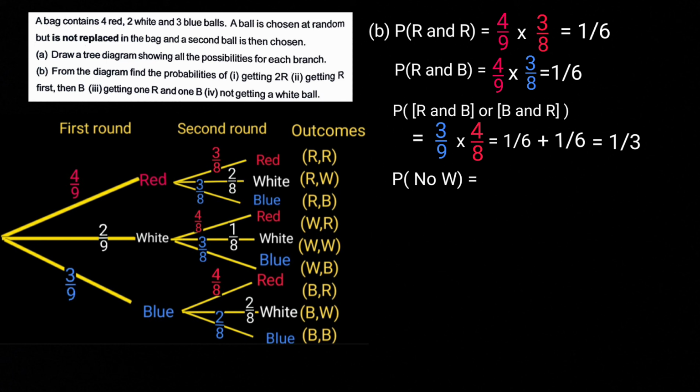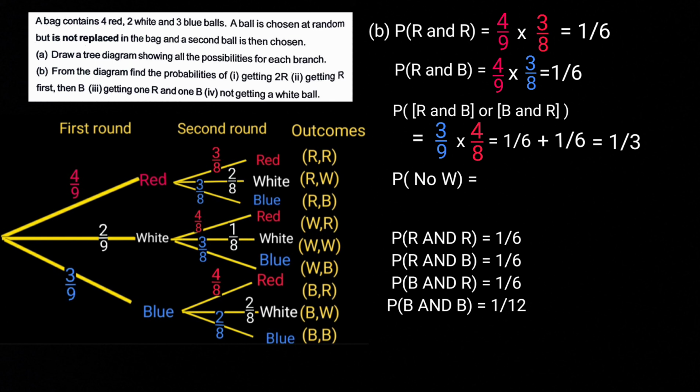Okay, so the probabilities of each of the scenarios will be like this, and when we add them together, we will receive the final probability of 15 by 24.